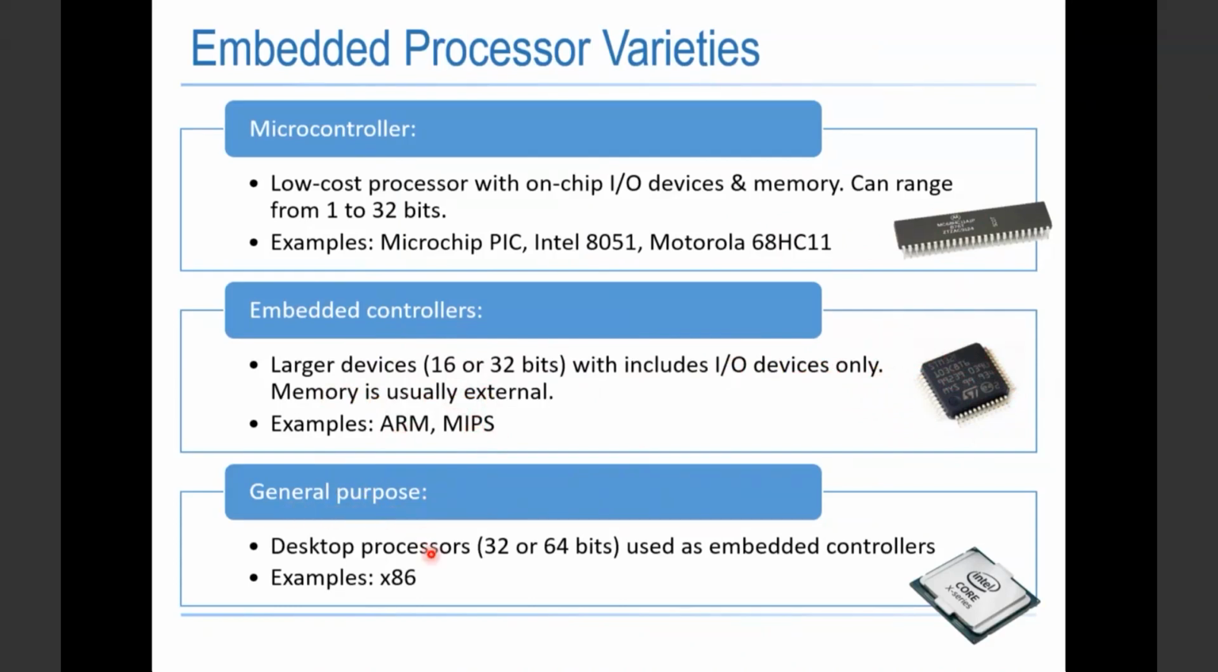This is a desktop processor. The size is quite bigger, 32 or 64 bits, used as an embedded controller. An example here is x86. So this is an example of the general purpose processors.